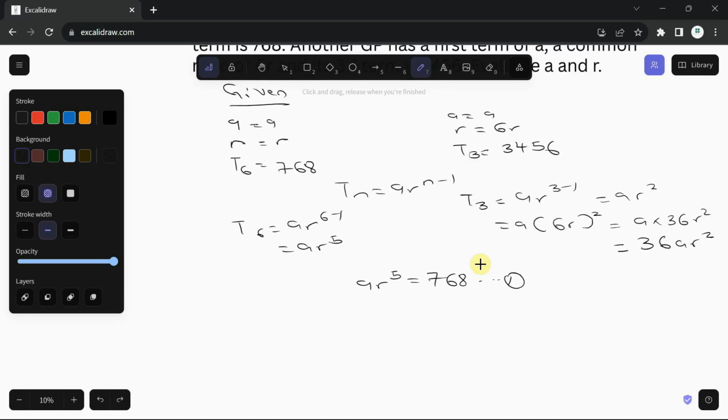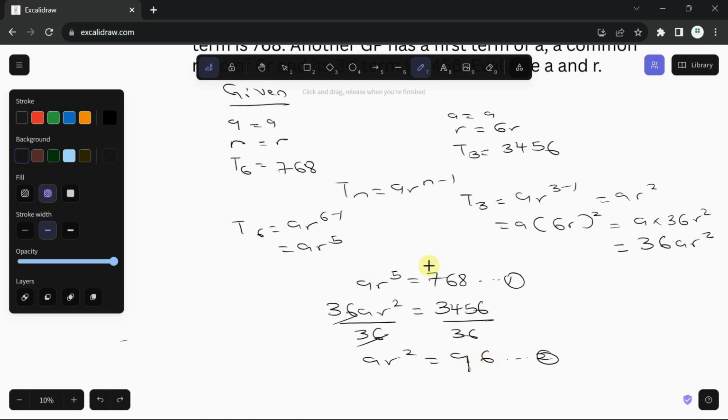So let's substitute it and say 36AR squared is equal to 3456. Before I make it equation 2, I would like to make AR squared stand alone. So I could divide both sides by 36. If I divide this side by 36, I divide this side by 36. This will cancel this. So take your calculator out and try 3456 divided by 36. What are you going to have? I did it on my own and got AR squared equal to 96. So this is equation 2.